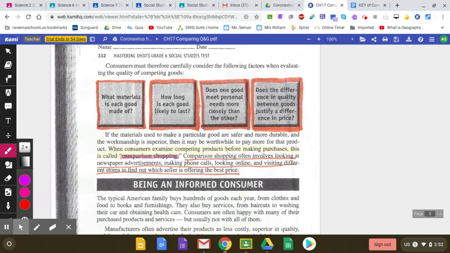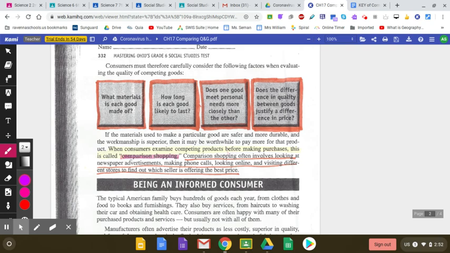What materials is each good made of? How long is each good likely to last? Does one good meet personal needs more closely than others? Does the difference in quality between goods justify a difference in price? If the materials used to make a particular good are safer and more durable, and the workmanship is superior, then it may be worthwhile to pay more for that product. When consumers examine competing products before making a purchase, this is called comparison shopping.